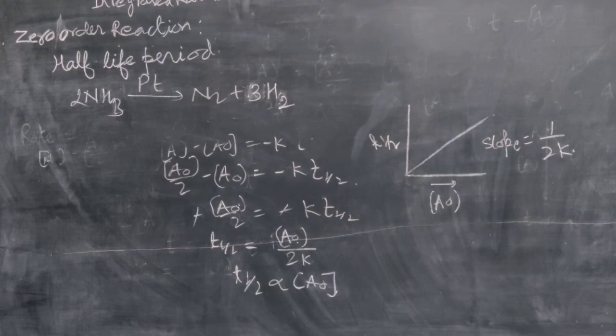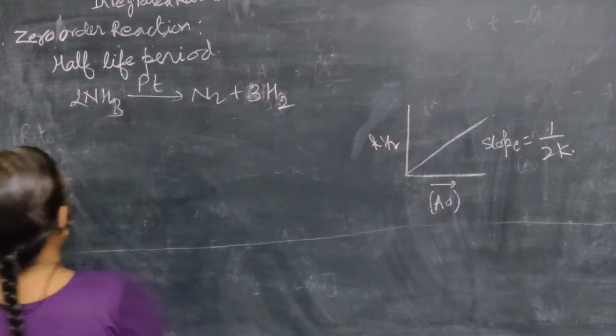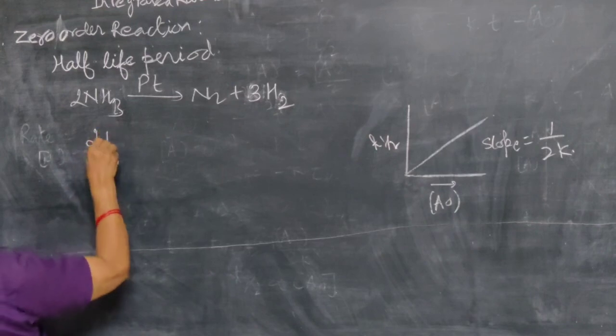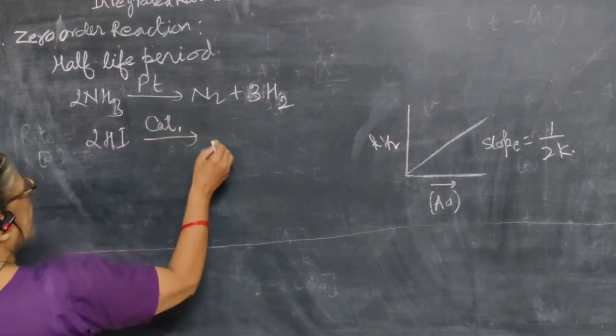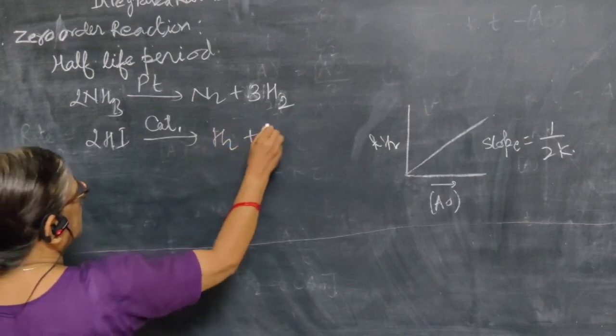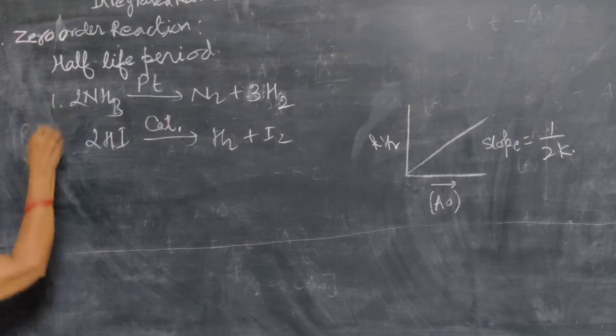The second example, we can write the decomposition of hydrogen iodide in the presence of a catalyst, and this is also a zero order reaction. The decomposition of HI is also an example of a zero order reaction that takes place on the surface of the catalyst. Here we use the catalyst, and then it is converted into hydrogen plus iodine. That is the second example.